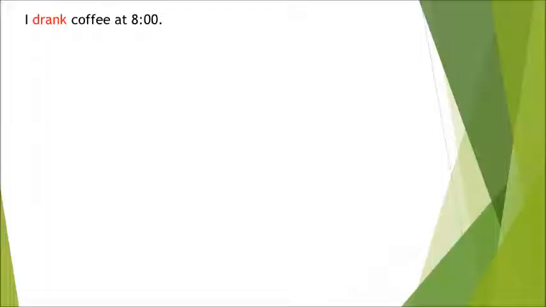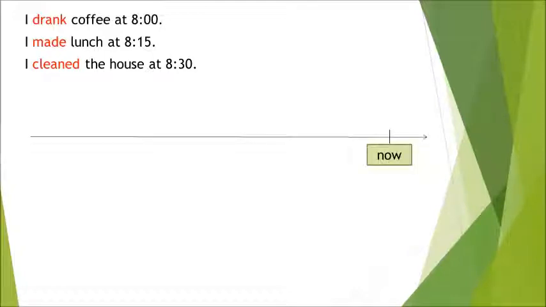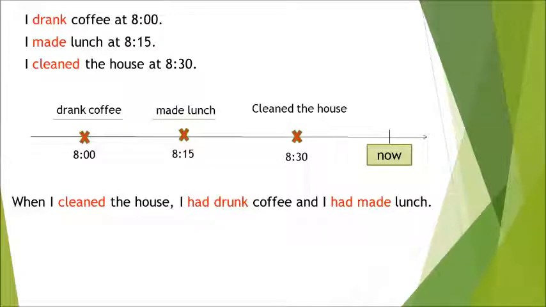Look at the simple past sentences once again. I drank coffee at 8. I made lunch at 8:15. I cleaned the house at 8:30. Let's put them on this timeline. This is now, and here are the past actions. Drank coffee, made lunch, and cleaned the house. These two actions happened before cleaning the house. So I can say, when I cleaned the house, I had drunk coffee and I had made lunch.